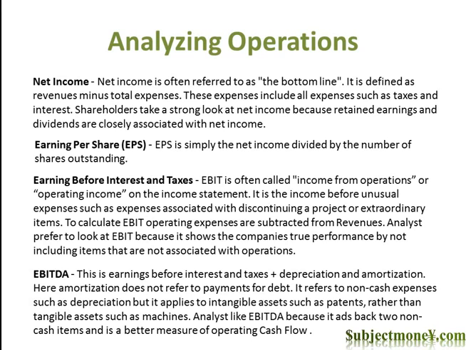Earnings before interest, tax, depreciation, and amortization. This is earnings before interest and taxes plus depreciation and amortization. Here, amortization does not refer to payments for debt. It refers to non-cash expenses such as depreciation, but it applies to intangible assets such as patents rather than tangible assets such as machines. Analysts like earnings before interest and taxes, depreciation, and amortization because it adds back two non-cash items and is a better measure of operating cash flow.